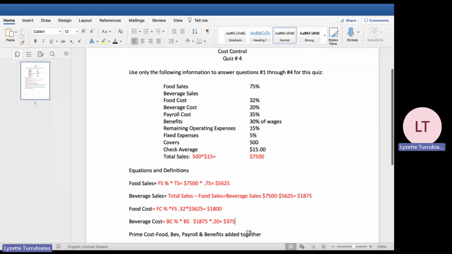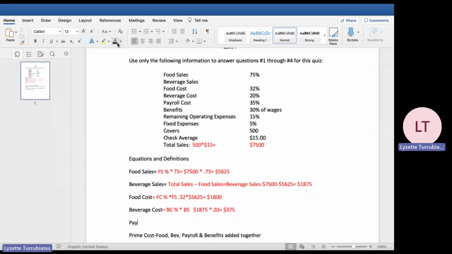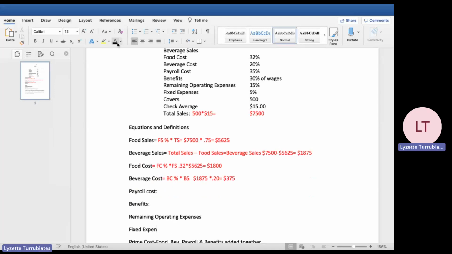Okay, so now we're going to start figuring out our payroll cost. Our benefits. Our remaining operating expenses and our fixed expenses. So again, now everything else is going to get multiplied by our total sales. So we're back to total sales.